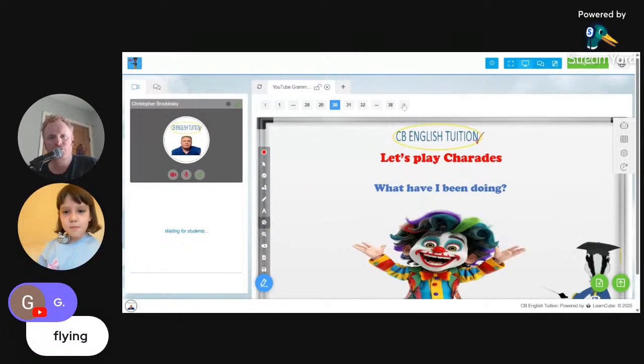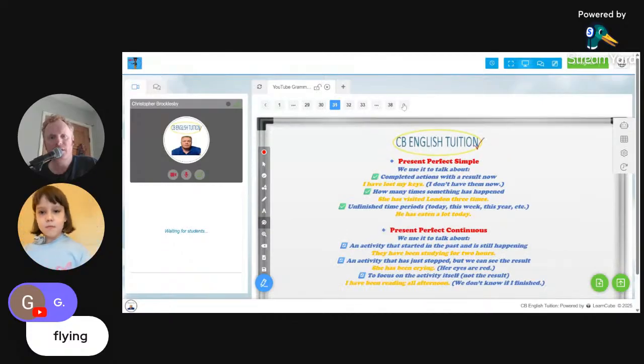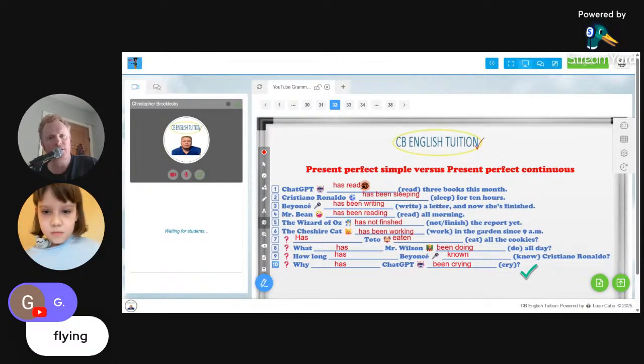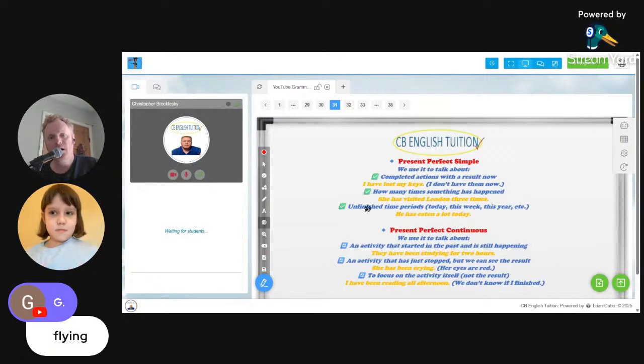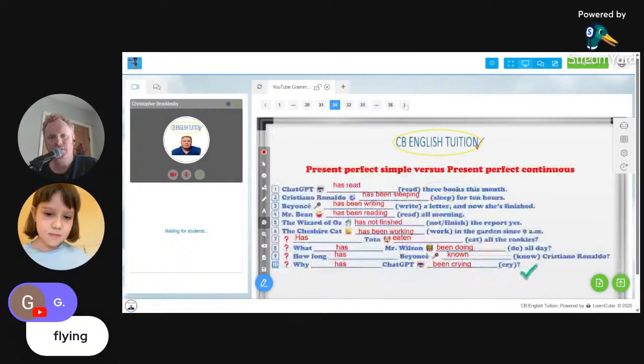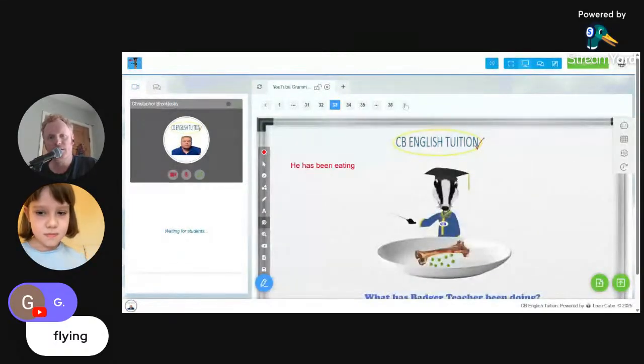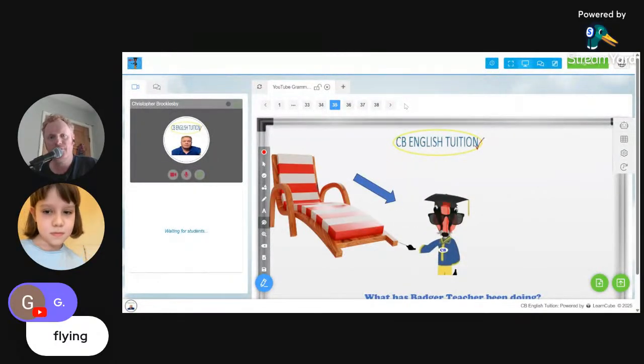Then we played charades. Then we had to choose when to use present perfect simple, when to use present perfect continuous. Okay, so remember, the simple one is about results. It's about how many times, unfinished time periods. Present perfect continuous is about the action. It's not about results. Okay, so we did that. And then we saw what Badger had been doing, and then we finished.